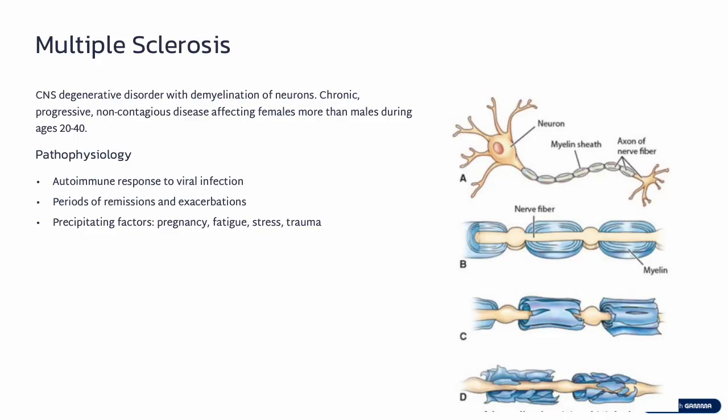All right, the first one that we're going to talk about is multiple sclerosis. Multiple sclerosis is a chronic progressive disease of the central nervous system. Its onset is in young adulthood and early middle age. The incidence is actually greatest between 20 and 40 years of age, and it affects men and women approximately equally. It is more common in northern temperate zones than in warm climates.